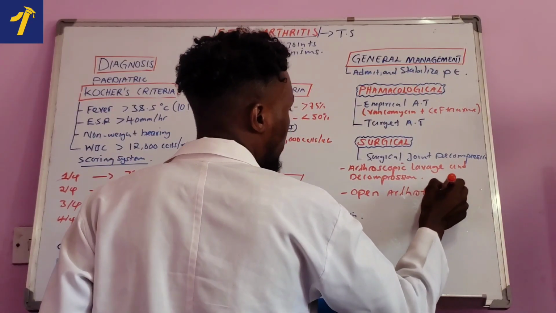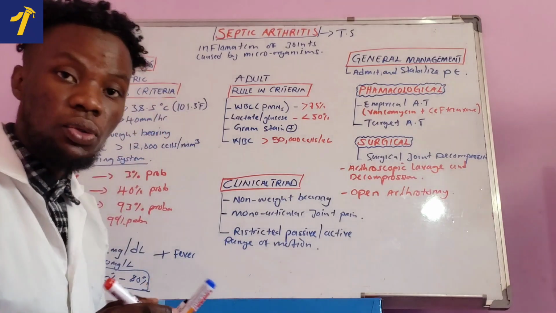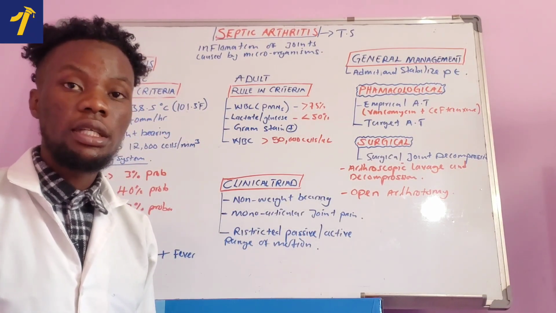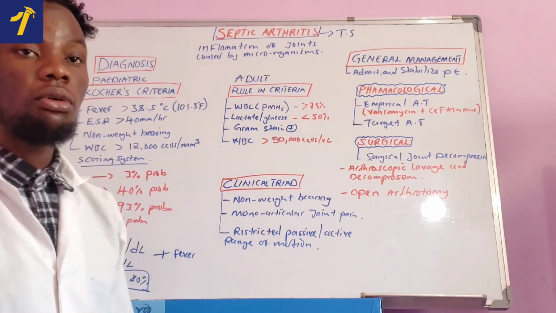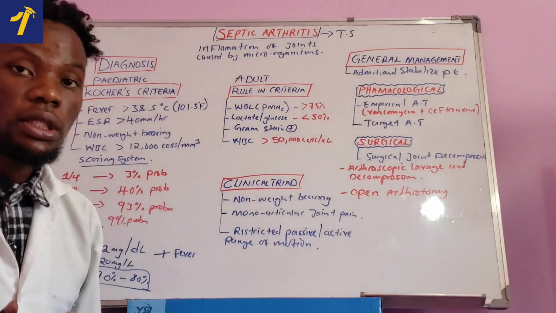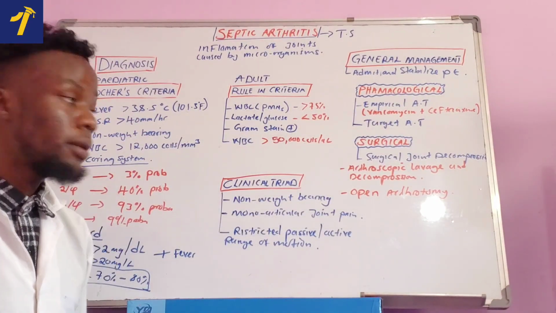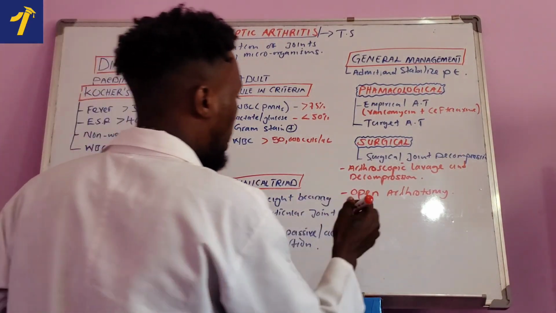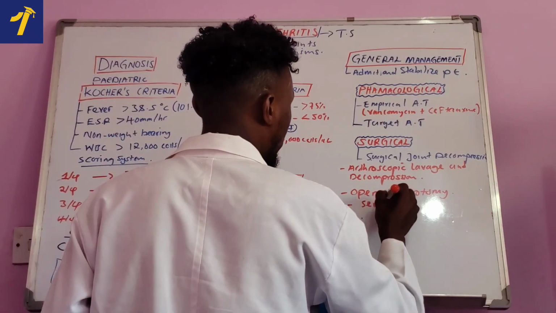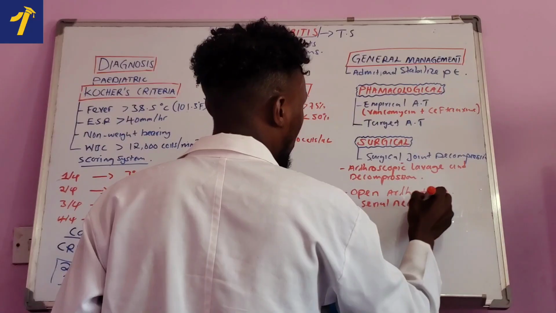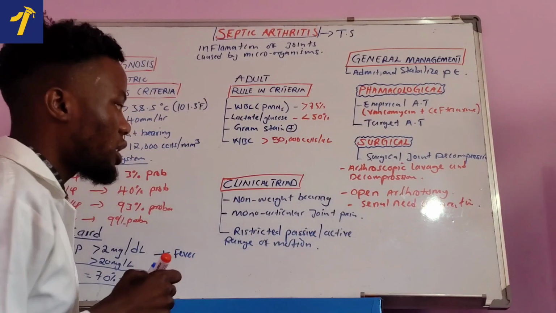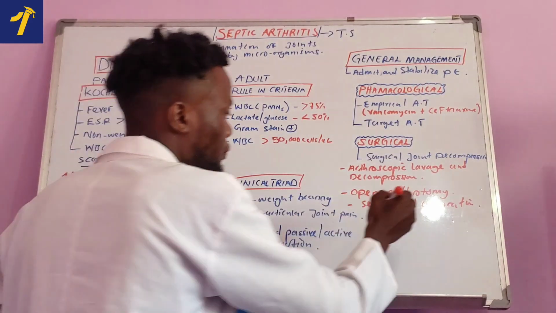So open arthrotomy, basically you're just going to open up that joint so that you can surgically remove the affected synovial fluid with microorganisms. This one is used mostly in joints that are not easily accessible. Very important point. And the other one that you can do is serial needle aspiration.